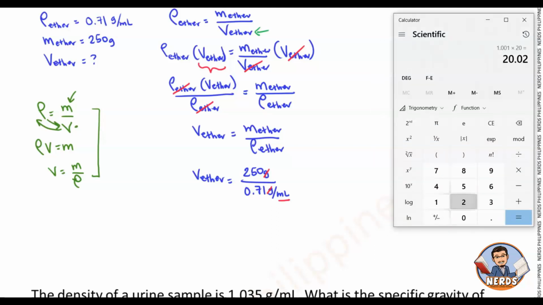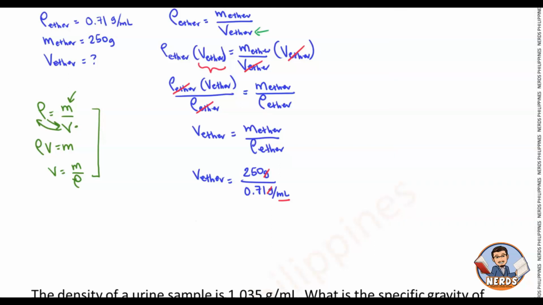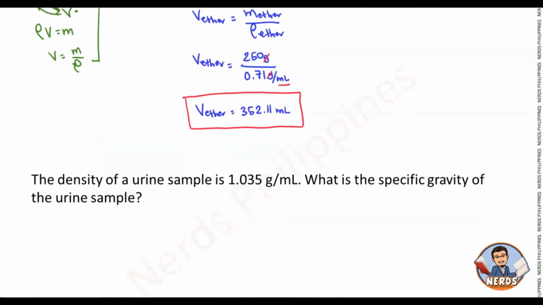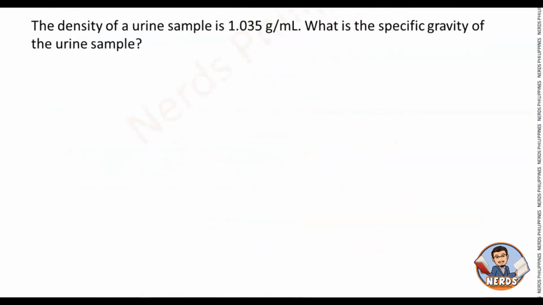We have 250 divided by 0.71 is equal to 352.11. So, yung volume ng ether is equal to 352.11 milliliter. So, this will be our final answer sa problem na to. Then, we'll move to the next sample problem.